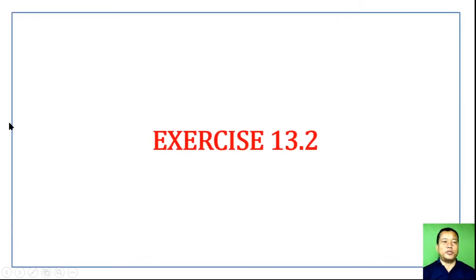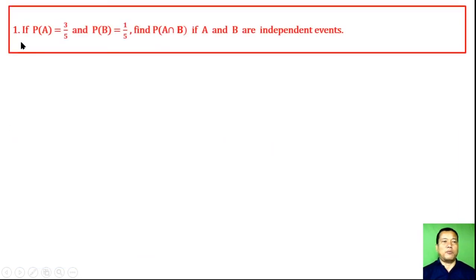Exercise 13.2. Question number 1. If the probability of happening of A is 3 by 5 and the probability of happening of B is 1 by 5, these two quantities are given. Find P of A intersection B if A and B are independent events. We are also given A and B are independent. So we have to find out P of A intersection B.